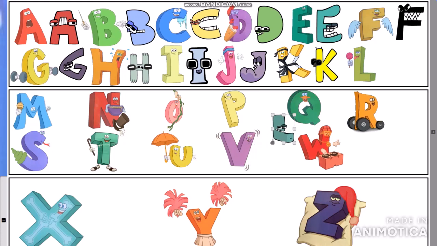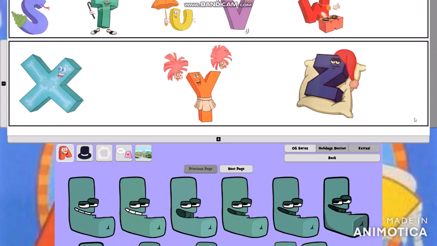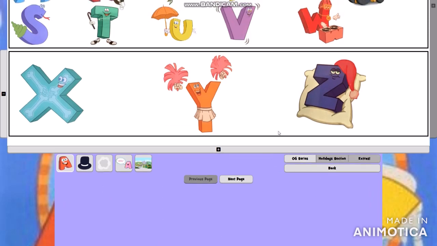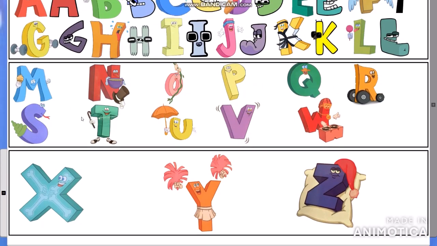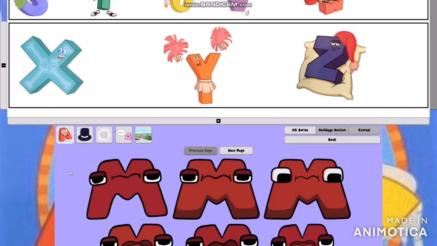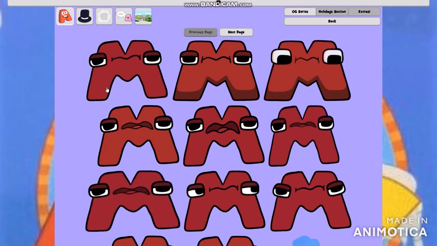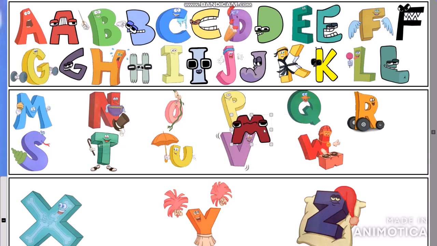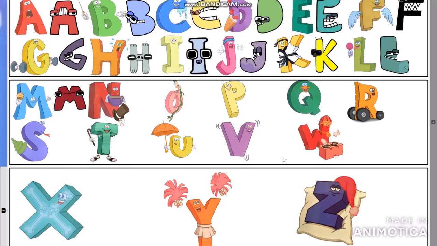Next one is the letter L, and it stands for large instead of lollipop. L stands for lollipop, and now it stands for large, which I never expected. And the letter M, which stands for muffins, and now that was extreme muscle of the letter M. So this is the letter M over here.